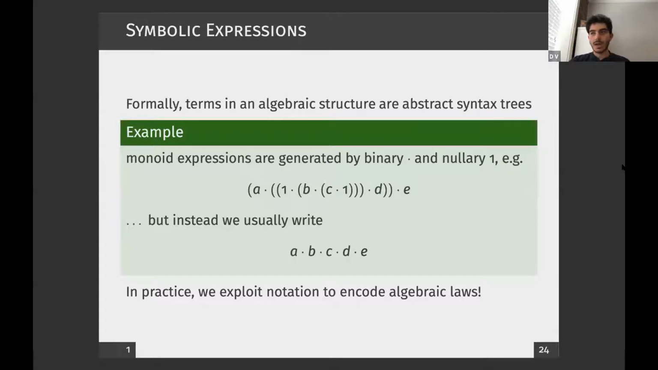Typically in math, people almost never write out these parentheses because we know that the operation is associative. We know that we have unitality. So instead we just write a dot b dot c dot d dot e. That's as simple as that. So even though at a very formal level we have these parentheses, we tend to exclude them so that our syntax can encode our laws and hence allow for more visual reasoning.